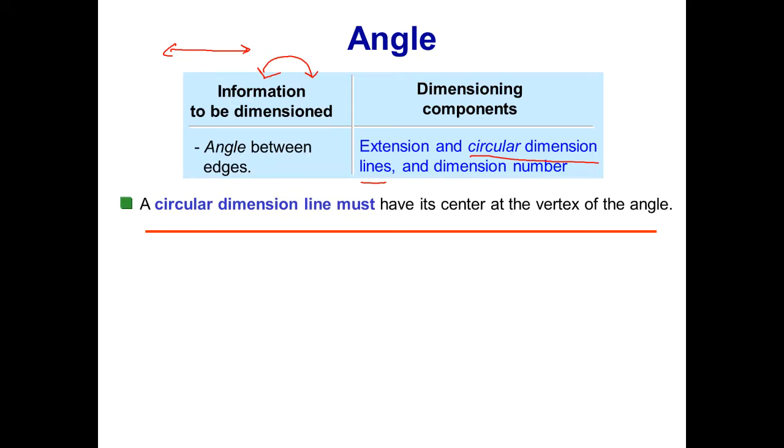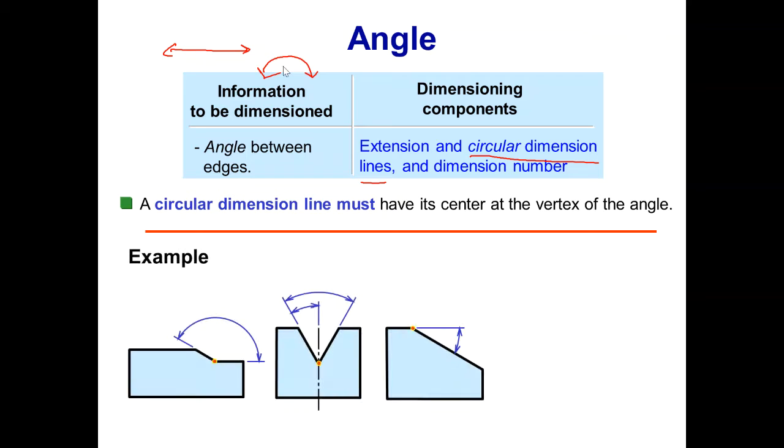The circular dimension line must have its center at the vertex of the angle. For example, these are examples of a circular dimension line. You have an object like this, and your vertex lies here. So this circular dimension line you draw by placing the compass here. You have to make sure the compass is placed here, and then you draw these two lines. If you place the compass here and draw the line, then the center point should be the vertex of the angle.